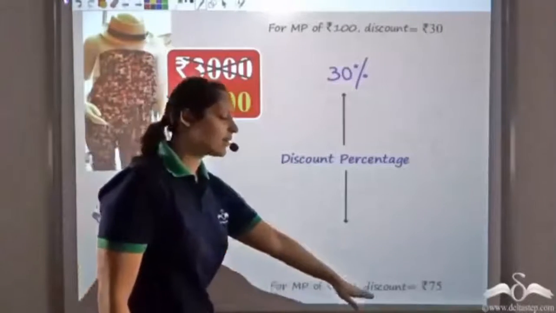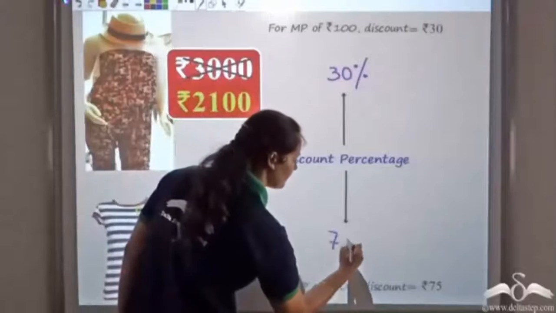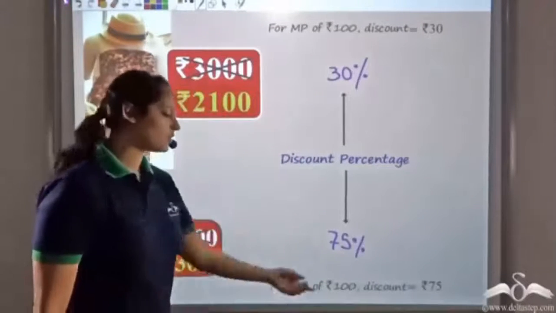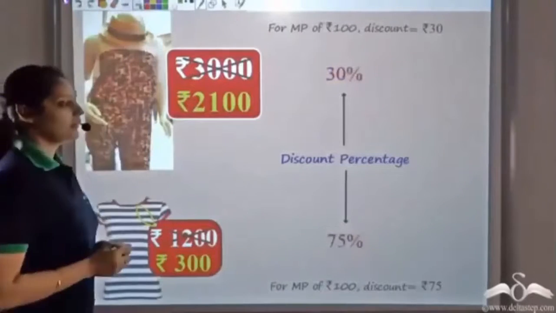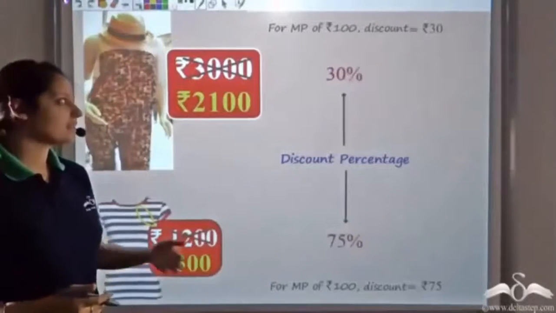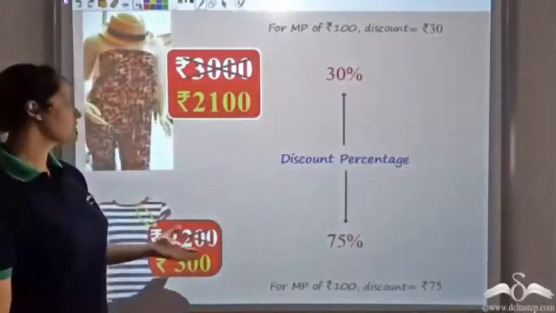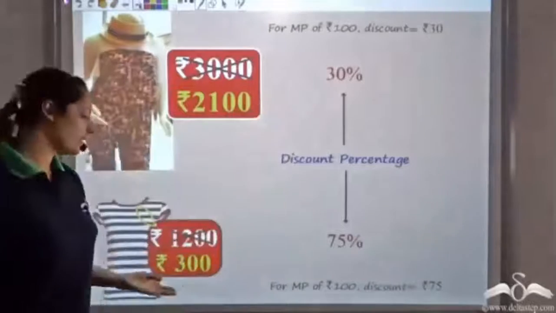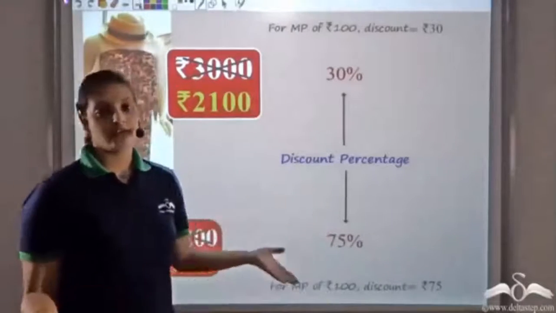Similarly, here the discount is 75 per 100. So I can say 75%. This is the symbol for percentage. So the discount here is 75%. So we get discount percentage like this. So 30% or 75%. He realizes that for this dress, he had given a discount of 30%, whereas for this t-shirt, he had given a discount of 75%.